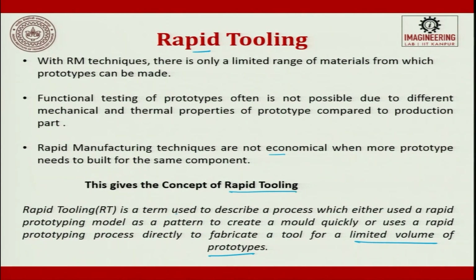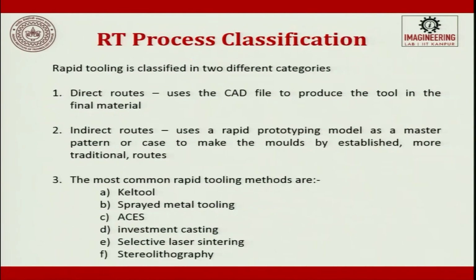Rapid tooling is a term used to describe a process which uses a rapid prototyping model as a pattern to create a mold quickly. Pattern leads to mold, mold leads to final product. So, if you are able to create patterns quickly, then molds can be developed quickly. If molds are developed, final products can be made. That is the idea of rapid tooling.